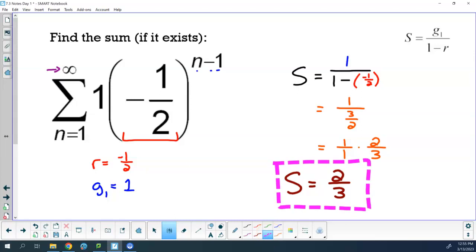Which is smaller than the first term. And that's okay because every other term is going to be negative. So 1 was the first term, the second term would be negative 1/2, the third term would be positive 1/4, and so on and so forth. So that's why the sum is actually less than the first term.